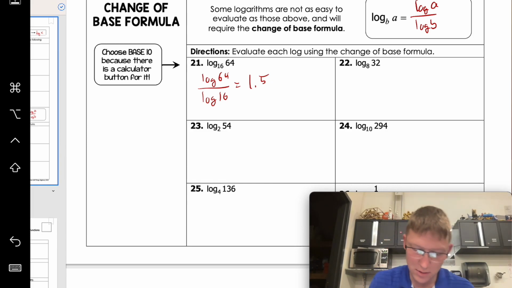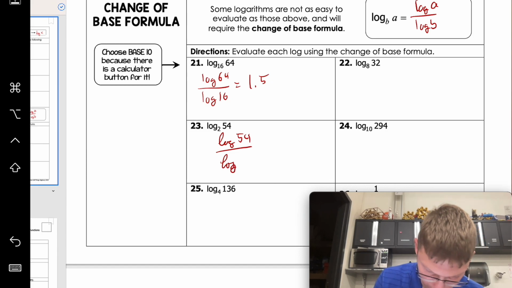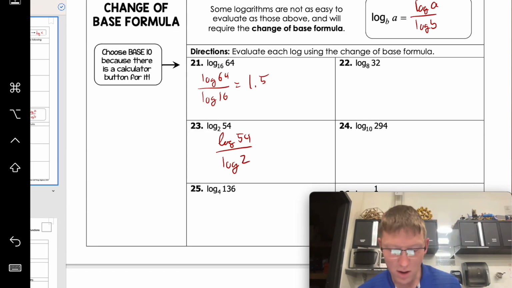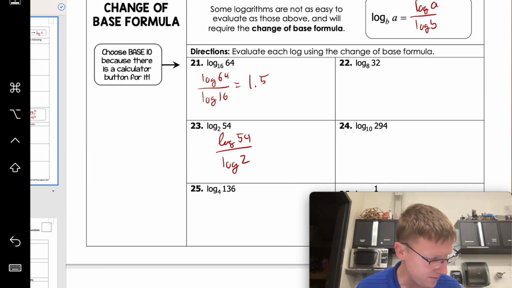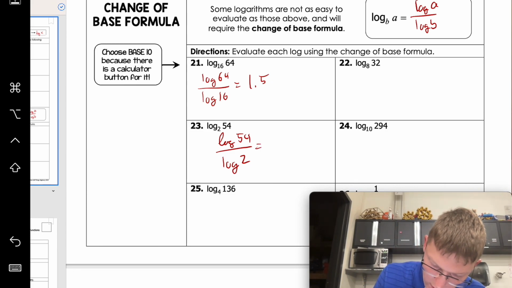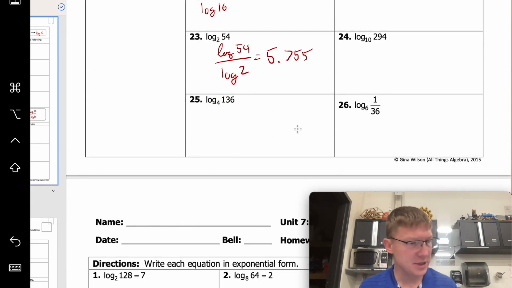Anyway, looking at 23, log base 2 of 54. So we've got log of 54 over log of 2. I'm experimenting with cursive, to see if it looks better, but I don't know that it does. I'm going to plug that into my calculator: log of 54 divided by log of 2 equals a weird, nasty number, 5.755, something like that.